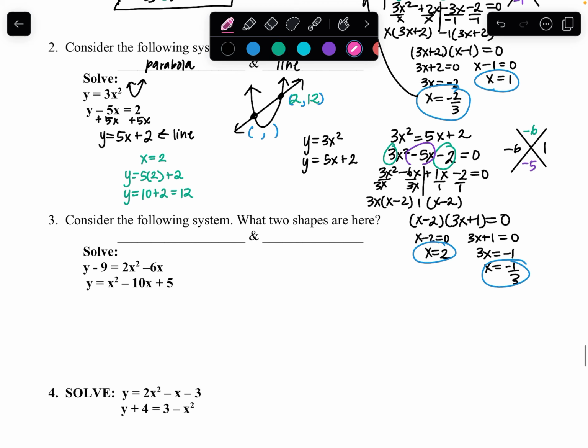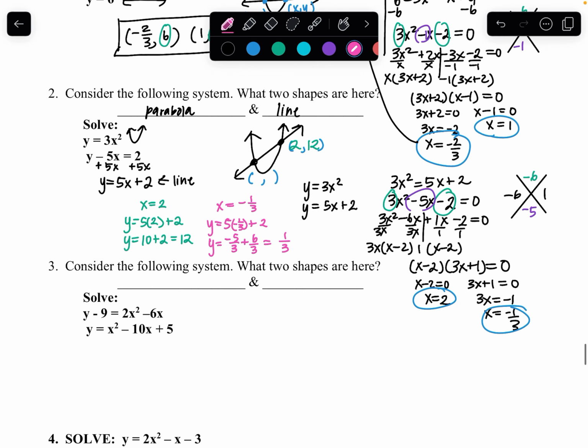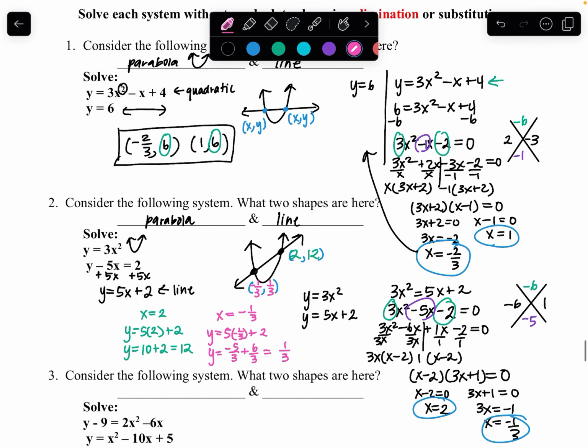And then for x equals negative 1/3, y equals 5x plus 2, negative 1/3 is the x. We would get negative 5/3 plus, and then we can write 2 as 6/3, which would give us a positive 1/3. And so (negative 1/3, positive 1/3) would be our other solution.